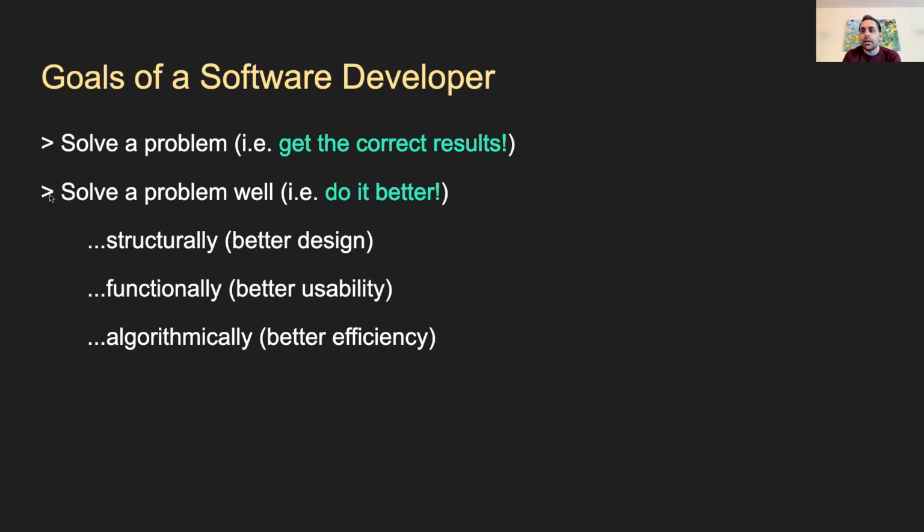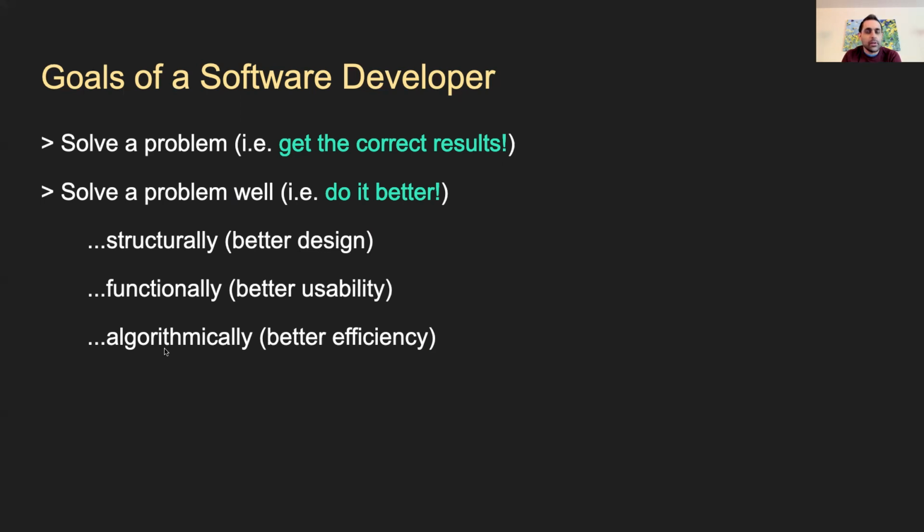The second part is the key, I think, differentiating between a software developer and a good software developer. So how do you solve that problem in a better manner? So there's three main buckets that I kind of have created: structurally, functionally, and algorithmically, to improve your code. So by structurally, I just mean better design. And there's various ways we go about doing that. Functionally is just better usability for the end user. So better design is more from the developer side. Better usability is more from the user experience.